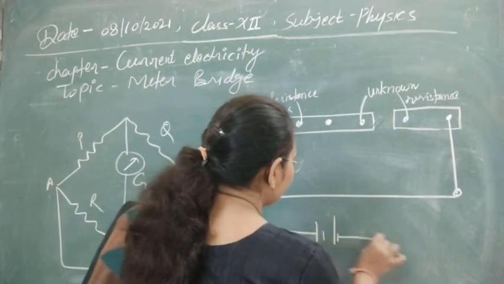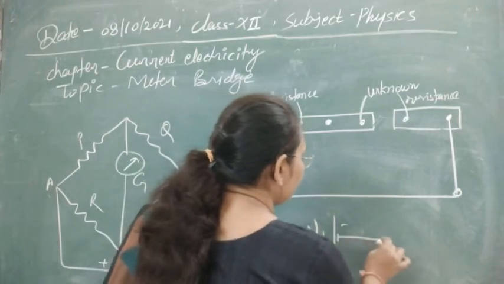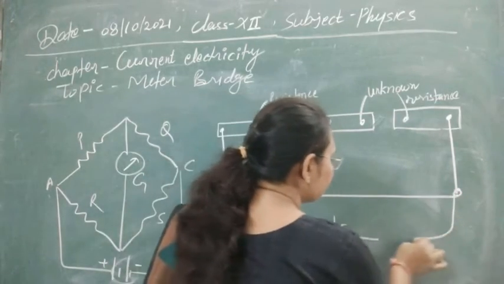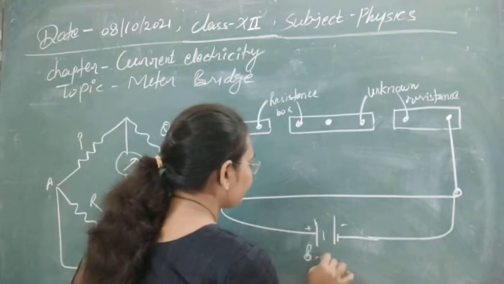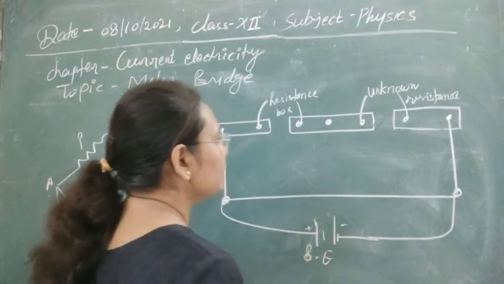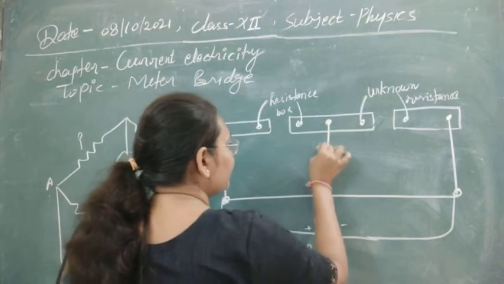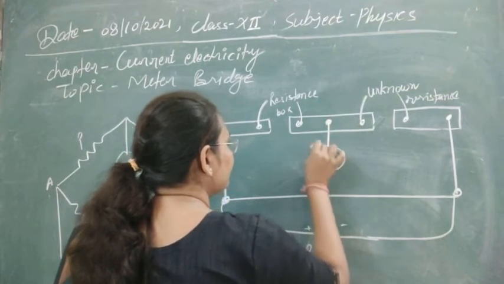Now we are connecting the potential source in between this. So this is now the position of the potential source here. Battery we are connecting by these two ends, so our battery eliminator is now connected. Now the next one here, by this point we are connecting it by the galvanometer.